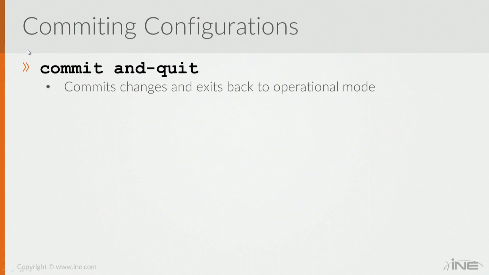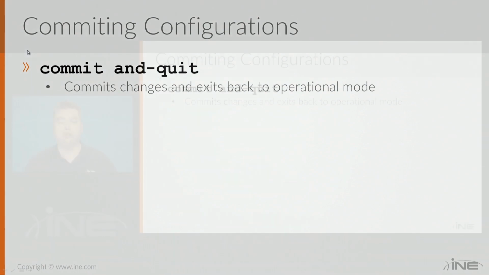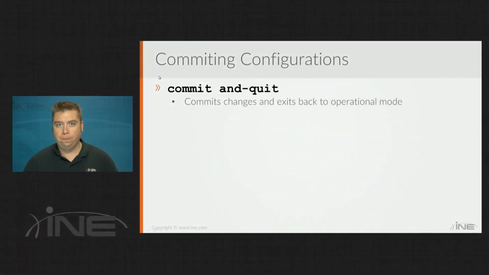Okay, so as we've seen for a couple examples here, once you're done making the changes, you have to save them. Now, there's a couple different options that we have for committing the configs. One of them that I was doing was commit and quit. This is saying, assuming that there's no problems and you can save the config, exit back to operational mode. This would be the same as saying commit and then exit config afterwards. It's just doing it all in one statement.